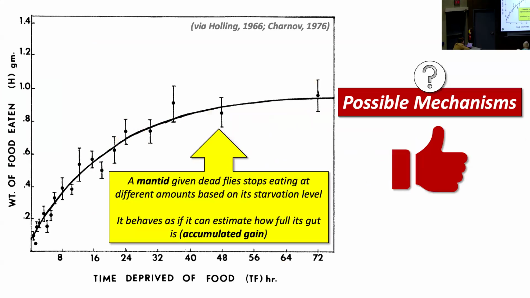So how well does this work? This is an example. They gave a mantid, and these experiments with these mantids are kind of fun because they snap at their prey. So you can increase handling time by just making food farther away from the mantid. So there's all sorts of cool experiments you can do with these mantids. And so the idea here is you can see they starved the mantid for different amounts of time.